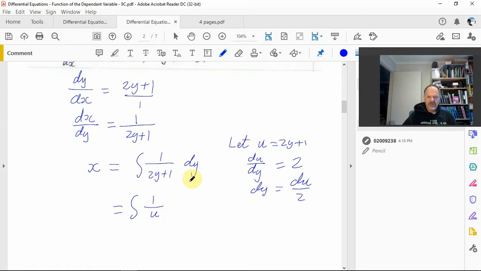So let's make those substitutions. U there, so dy is du over 2. This over 2 here, we can bring out as a factor of a half at the front, 1 on u du.